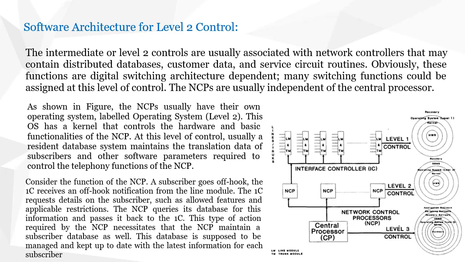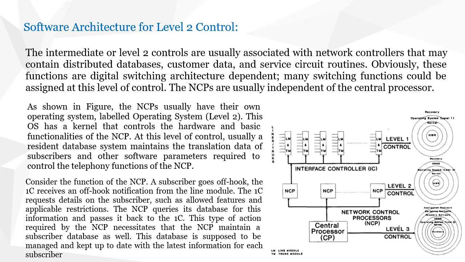Let us consider the function of network control processors. Let's say a subscriber goes off hook. The level 1 controller receives an off hook notification from the line module. This we have discussed in the level 1 control. Whenever the subscriber line goes off hook, it intimates the central processors.